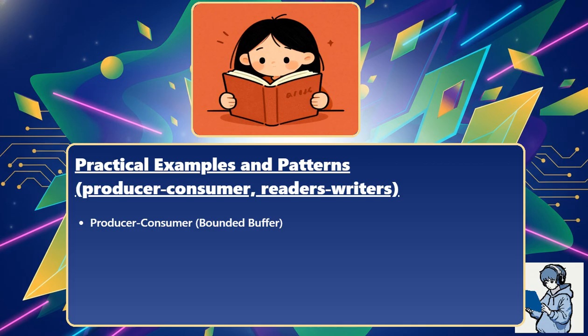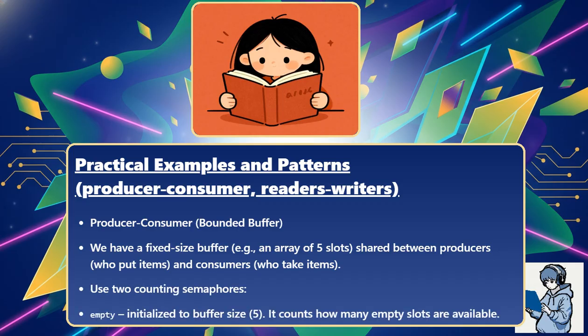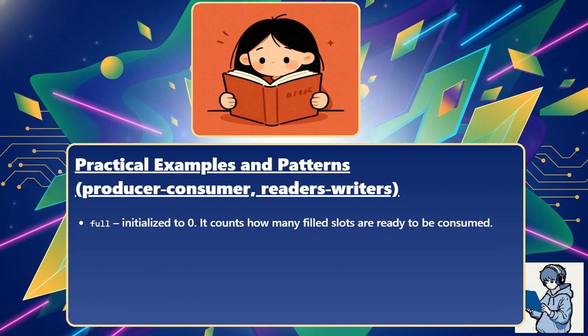Producer-consumer bounded buffer. We have a fixed size buffer, for example an array of 5 slots, shared between producers who put items and consumers who take items. Use 2 counting semaphores. Empty is initialized to buffer size 5. It counts how many empty slots are available. Full is initialized to 0. It counts how many filled slots are ready to be consumed.